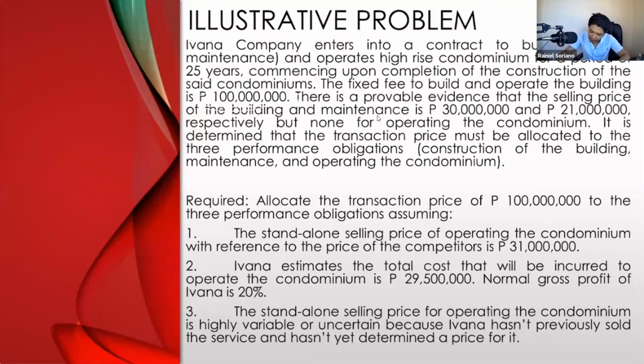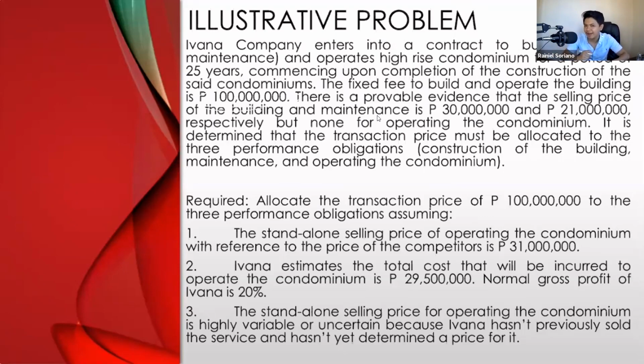There is provable evidence that the standalone selling prices of the construction of the building and the maintenance are 30 million and 21 million. So for the construction and the maintenance, we have a standalone selling price, and that's 30 and 21 million. But none for operating the condominium. It is determined that the transaction price must be allocated to the 3 performance obligations: the construction of the building, maintenance, and operating the condominium.